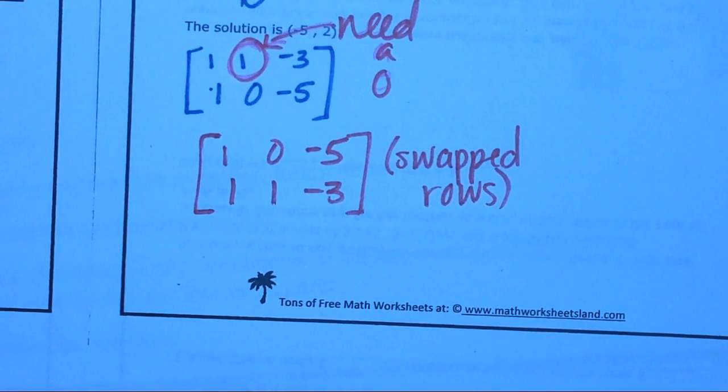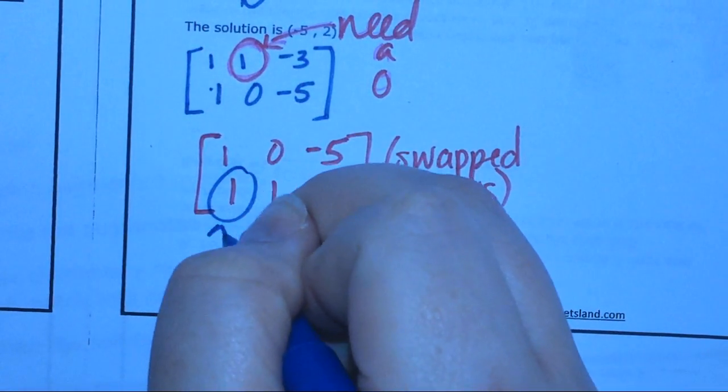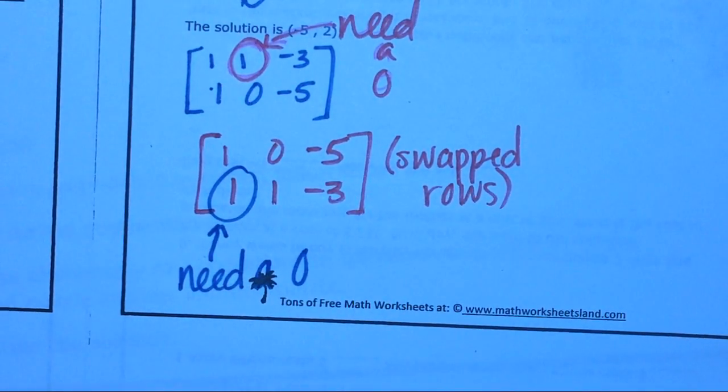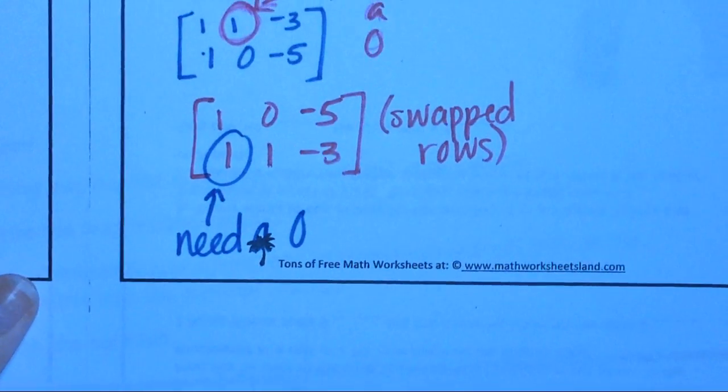It's not done yet. Are we done yet? What's wrong with the second row? We need a 0. This needs to be a 0. So why don't you just do the first row minus the second row, or the second row minus the first row? Let's do it that way.